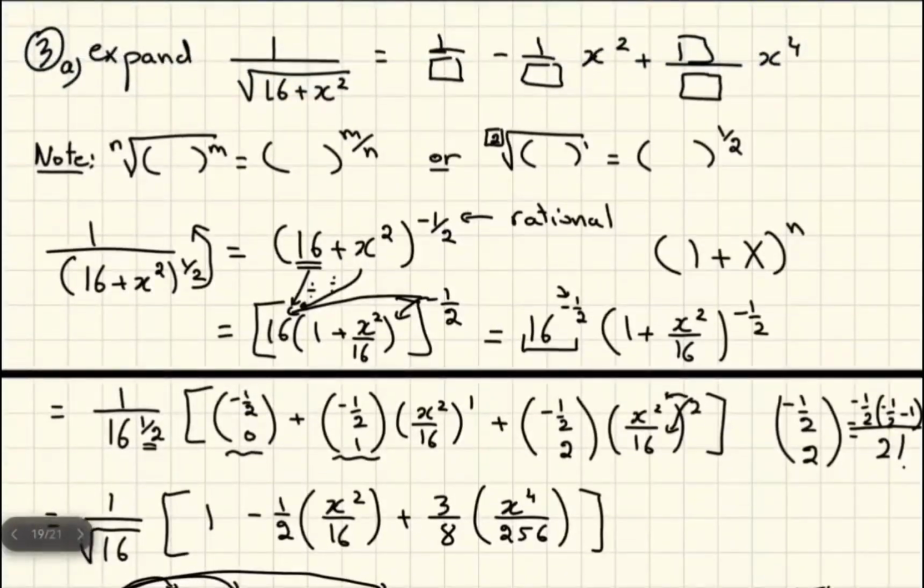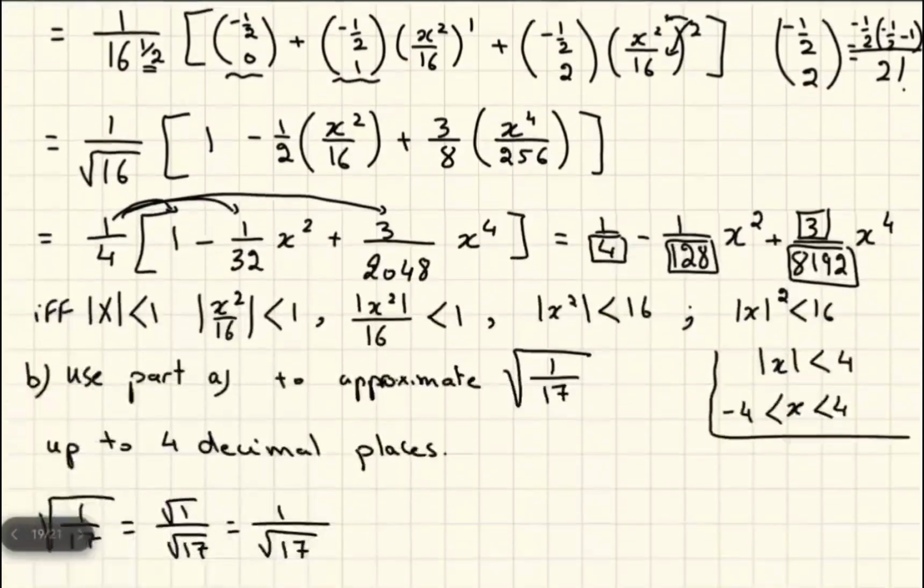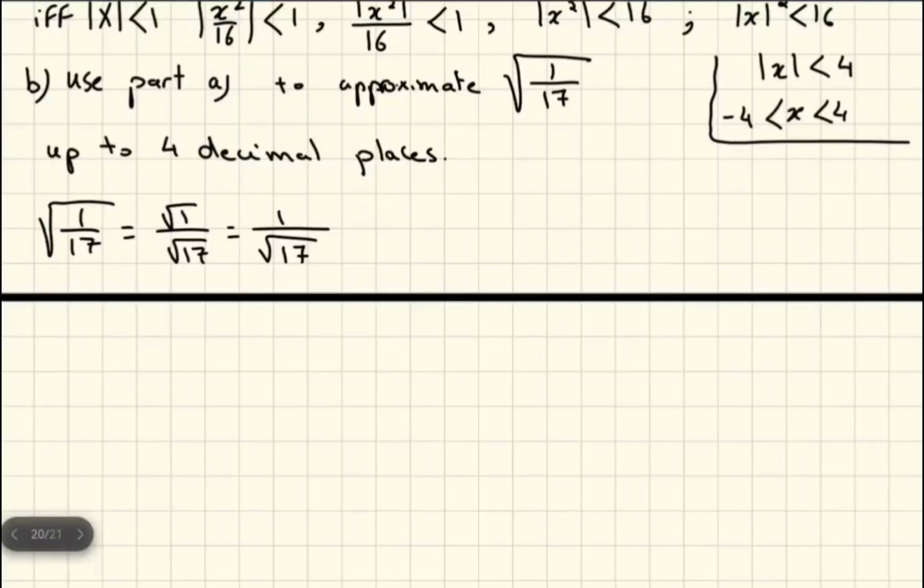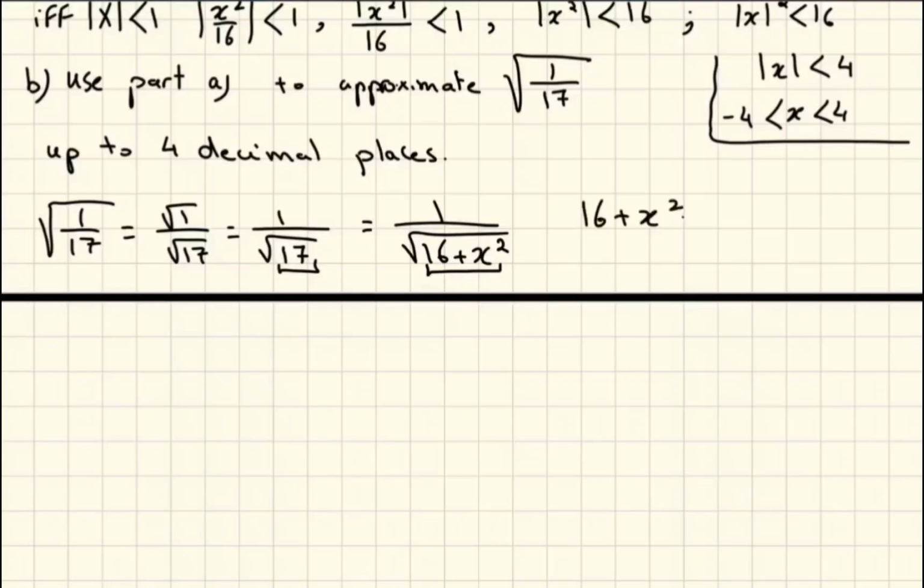Some students note directly, if I replace x by 1 or negative 1, we get 16 plus 1 squared or negative 1 squared, which is also 1. And this will give me 17. Now let's say you're not sure. I want this to be of this form, 16 plus x squared, so I can use its expansion. So I want this to be equal to 17. So 16 plus x squared equals 17. x squared equals 1. So x is either 1 or negative 1.